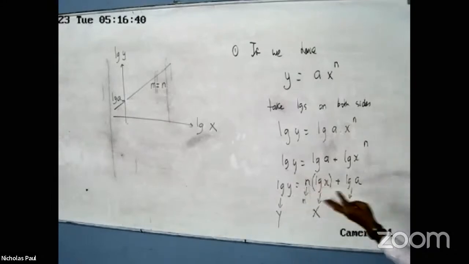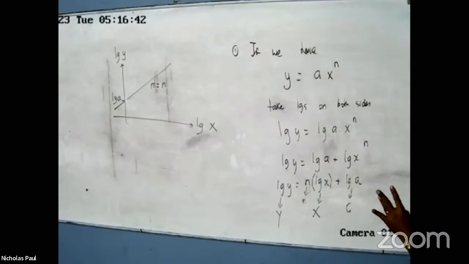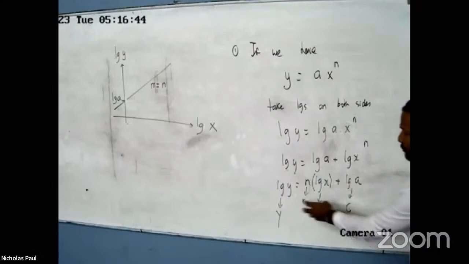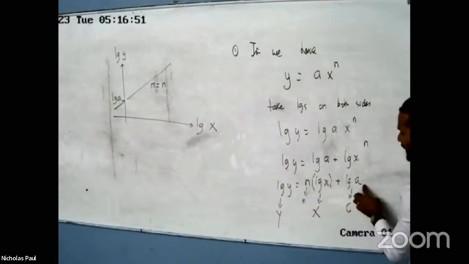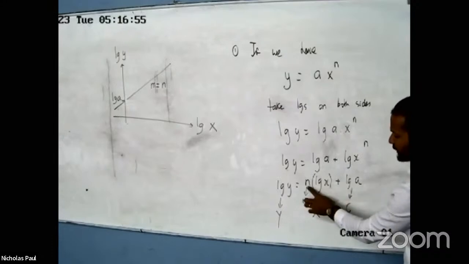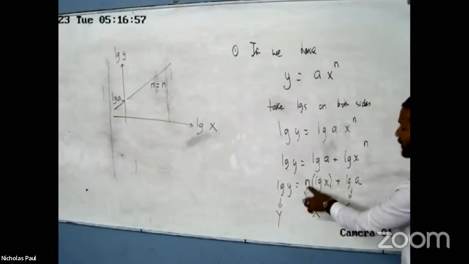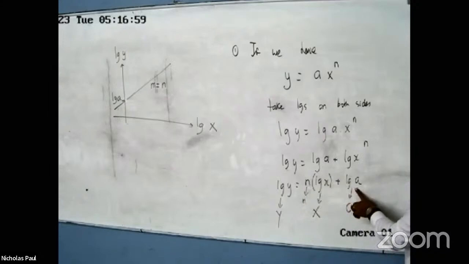Because you don't know a and you don't know n. Right? So if you don't know a and n, you can't plot anything. Same thing here. Your x cannot have n and a in it. And then the gradient cannot have x and y in it. And your y-intercept cannot have x and y in it.